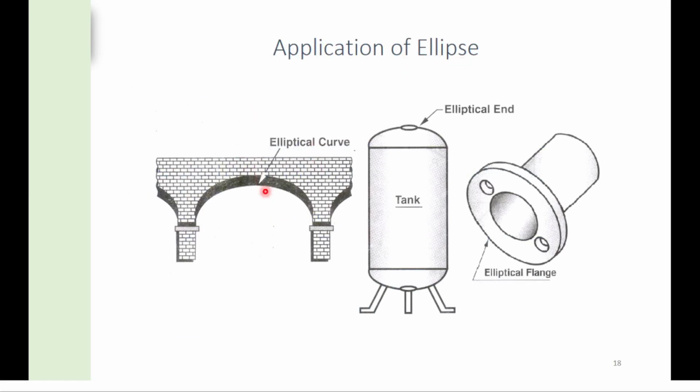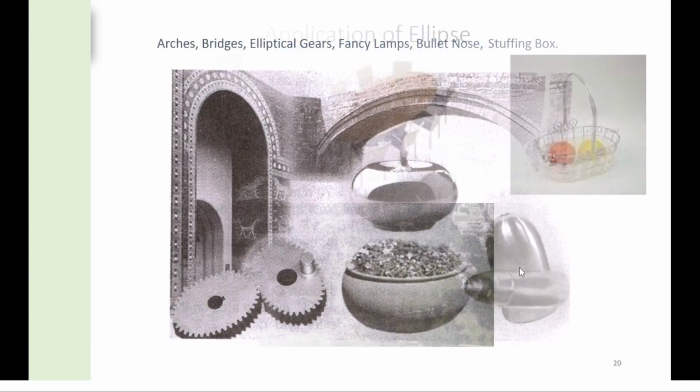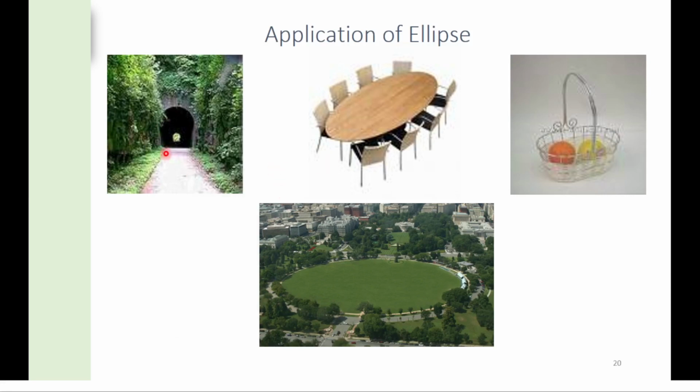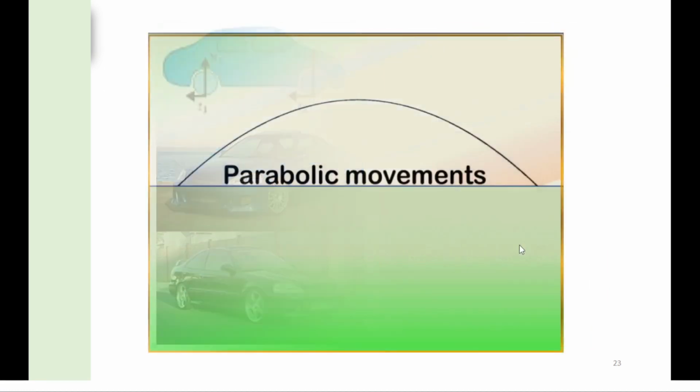Here we can see that this is the arc of a bridge. It is in an elliptical shape. These are the elliptical ends for a tanker. These are the elliptical flanges, which are used to connect two pipe sections. Here again the entry and exit point for tunnels. Some different types of elliptical playgrounds. Then this is a dining table in an elliptical shape. So these are different real life examples of elliptical shapes.